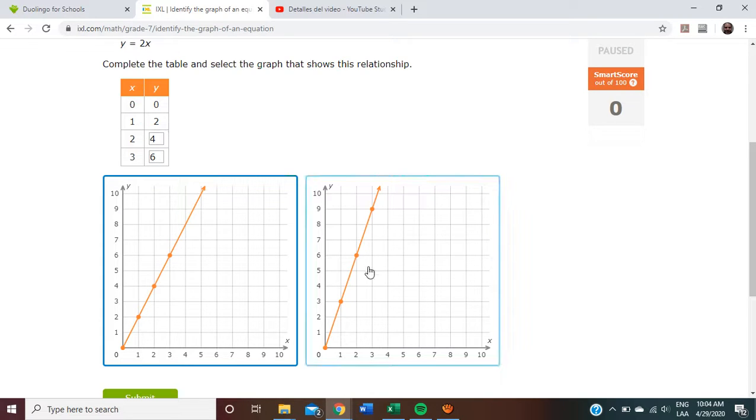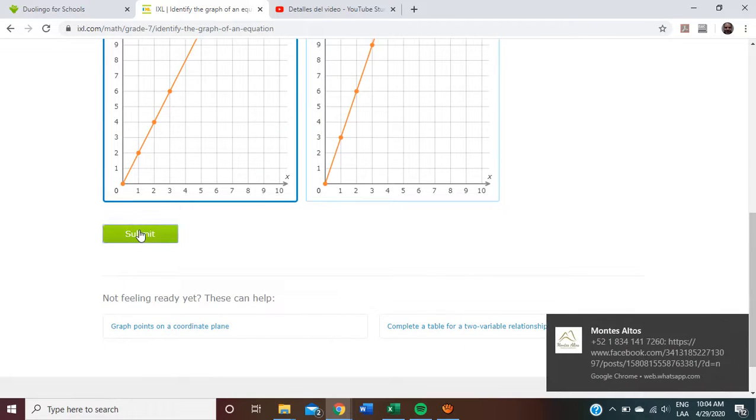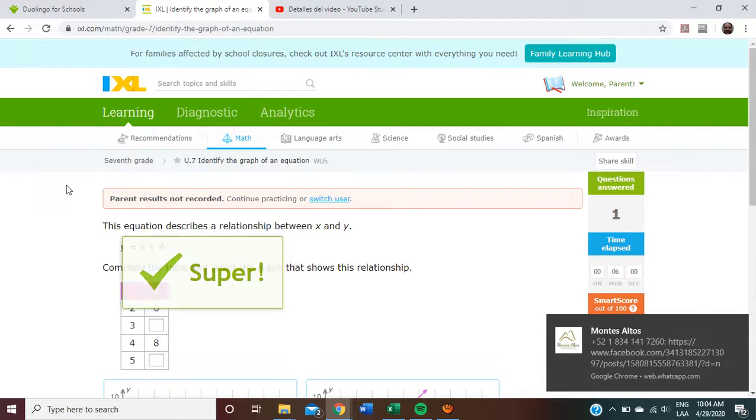Okay, if we analyze this other graph, it says that when x equals 0, y equals 0, and when x equals 1, y equals 3. When x equals 2, y equals 6, and when x equals 3, y equals 9. No, it is not correct. This is not related to this equation or table. This is the one that is related. Okay, we submit it and it's perfect.